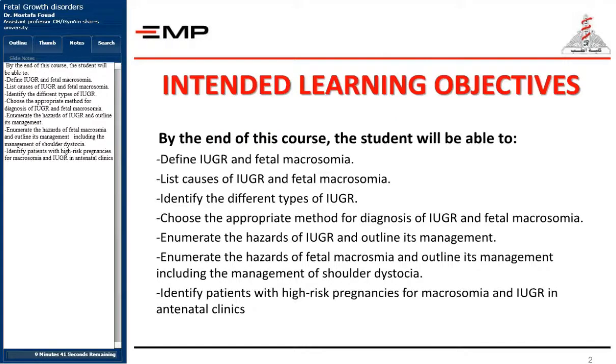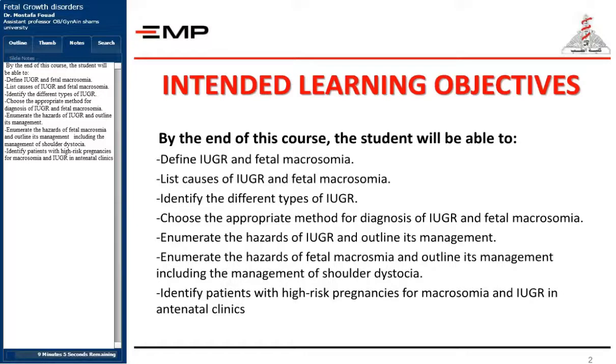By the end of this course, the student will be able to define IUGR and fetal macrosomia, list causes of IUGR and fetal macrosomia, identify the different types of IUGR, choose the appropriate method for diagnosis of IUGR and fetal macrosomia, enumerate the hazards of IUGR and outline its management. Enumerate the hazards of fetal macrosomia and outline its management, including the management of shoulder dystocia.